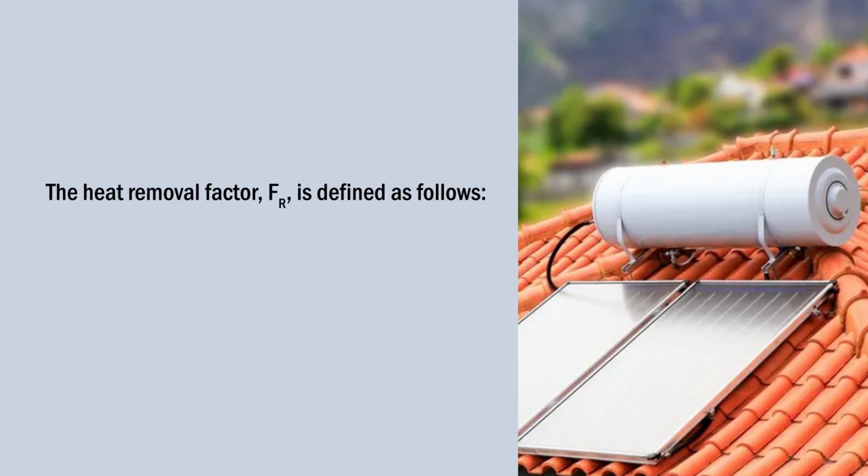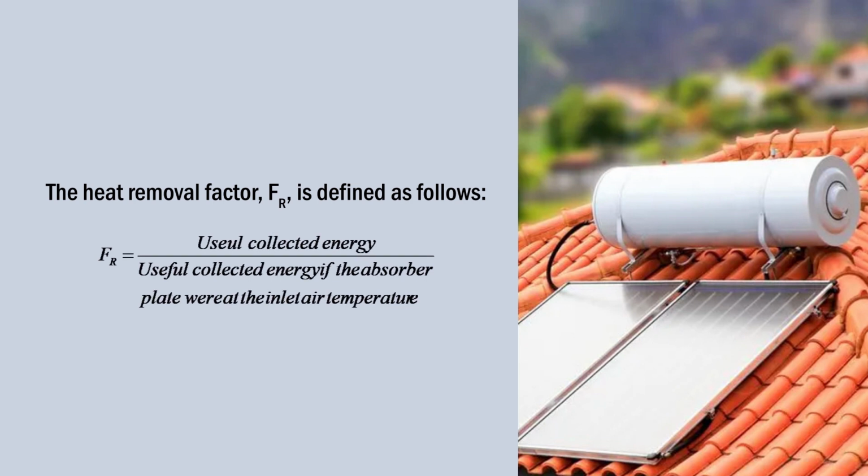What is this Fr? Basically, it is called the heat removal factor. The heat removal factor is the ratio of useful collected energy to the useful collected energy if the absorber plate were at the inlet air temperature. So, the maximum value of this Fr can be unity. The value of tau alpha is always less than unity.